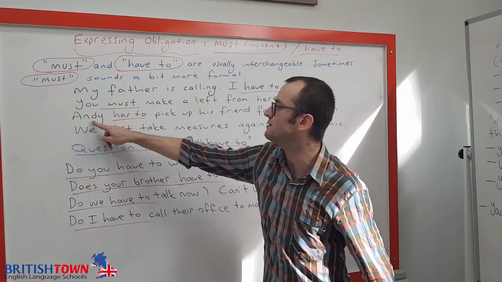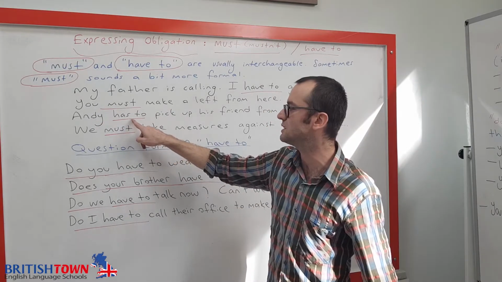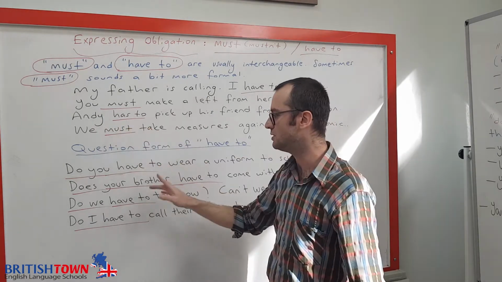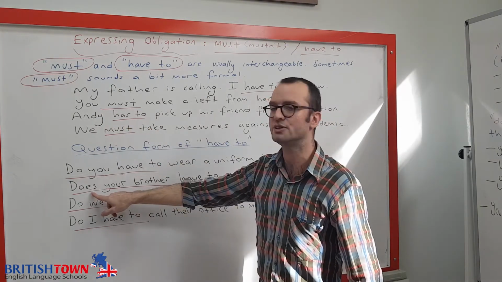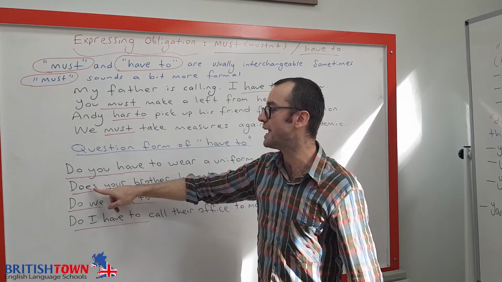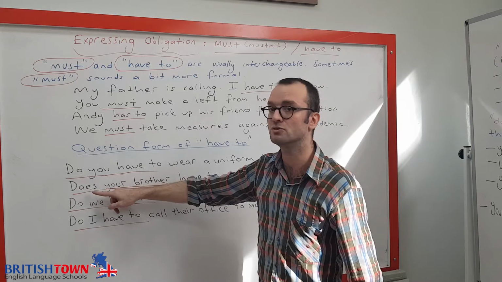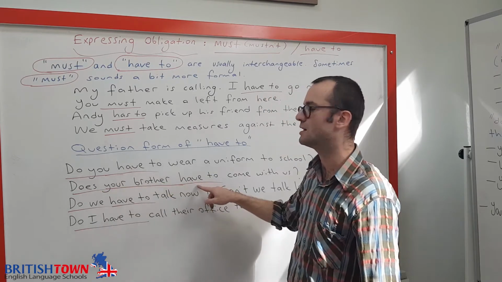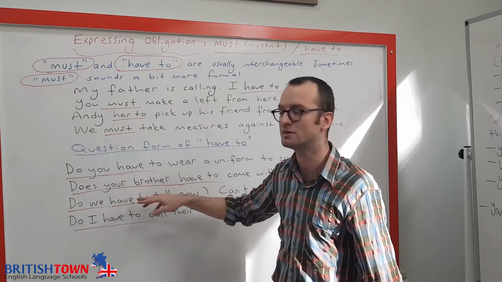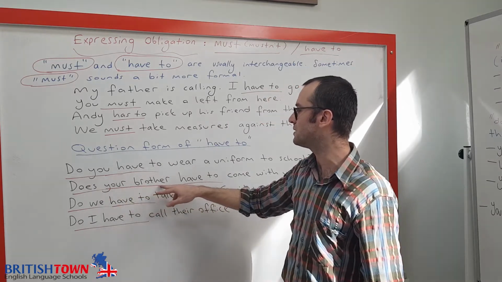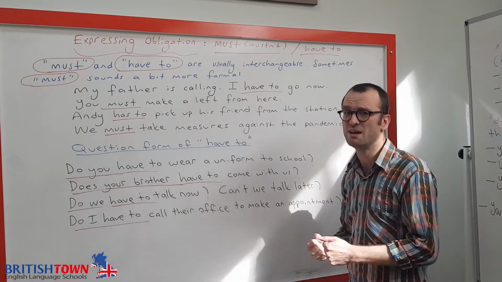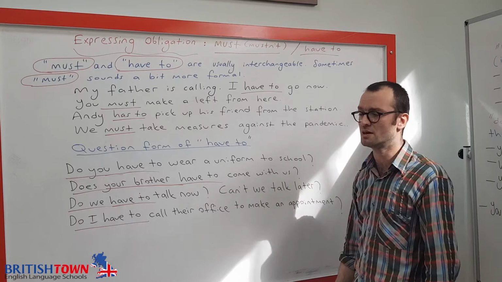So here, Andy has to. In this sentence, because Andy's third singular, have to becomes has to. But here, the present simple s is added to the helping verb do. So again, we use have to, although we are using this third singular pronoun. Does your brother have to come with us? Yani kardeşin bizimle gelmek zorunda mı? Does your brother have to come with us?